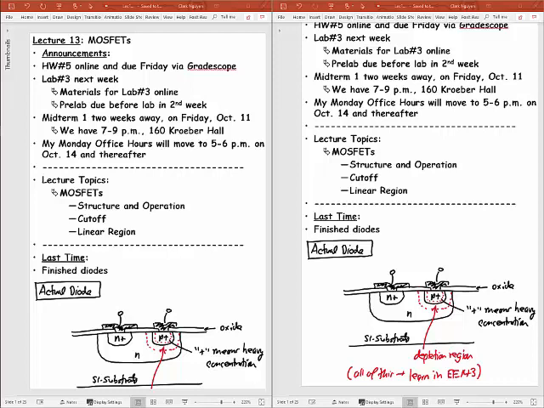So homework number 5 is online. It's going to be due via Gradescope next Friday. Lab number 3 is going to start next week. The materials have been online. I think last time I said the pre-lab is due next week. No, the pre-lab is not due next week. This is also a multi-week lab, 2 weeks.